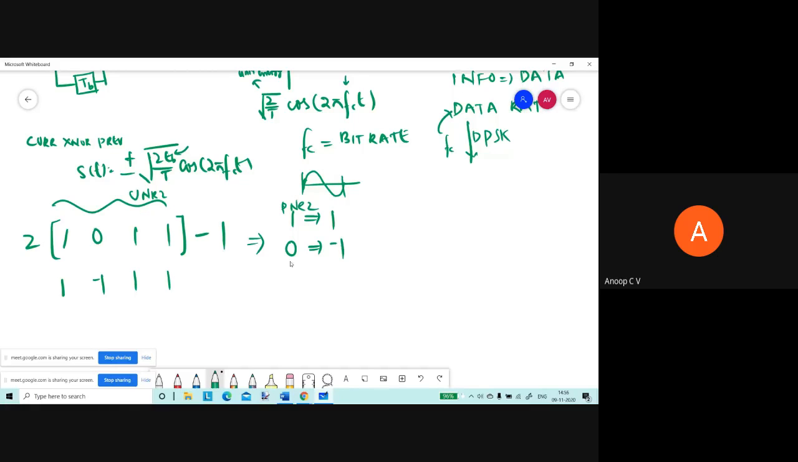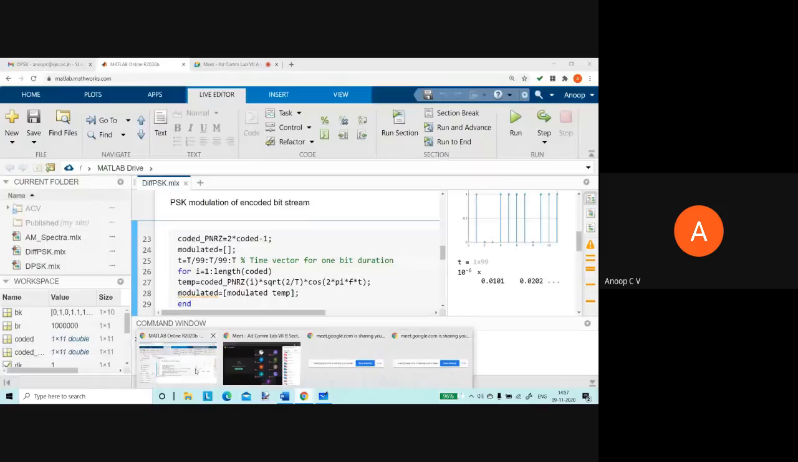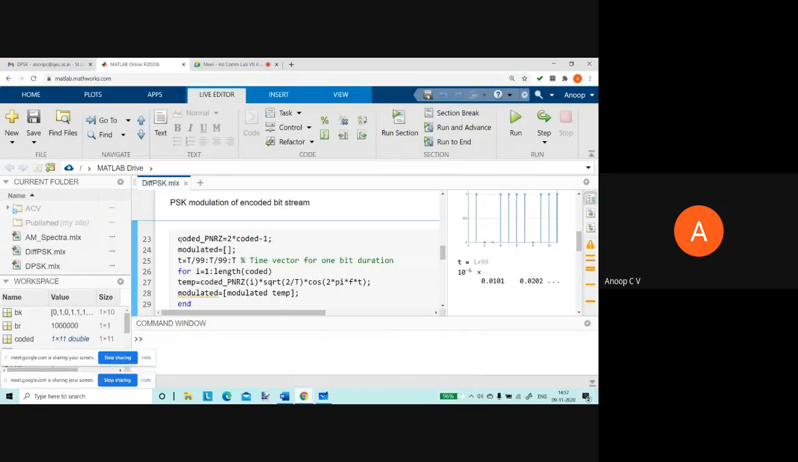That's how we have done it. You can see here, coded polar non-return to 0 is equal to 2 into coded minus 1. Individual bits of the coded sequence are multiplied by 2, and from each individual element we subtract 1, so that we get the coded PNRZ. Then we have to do the modulation.